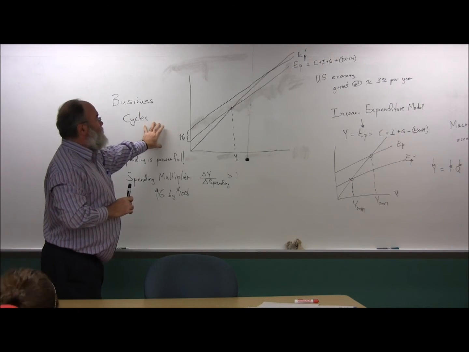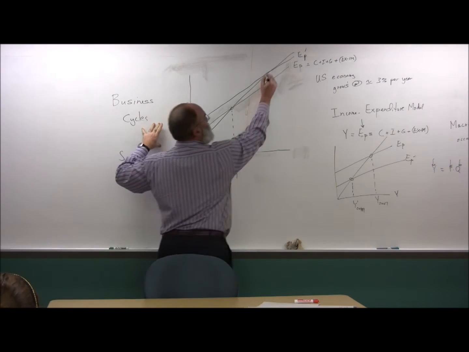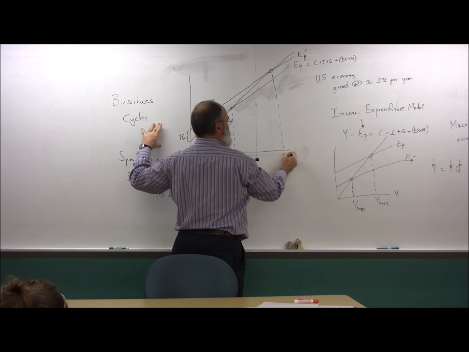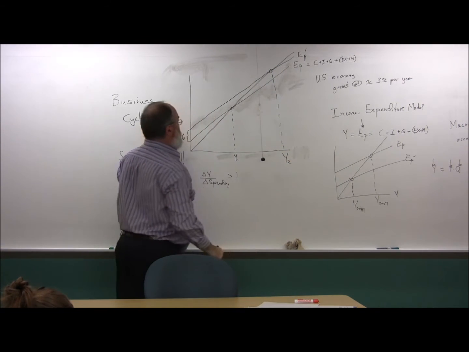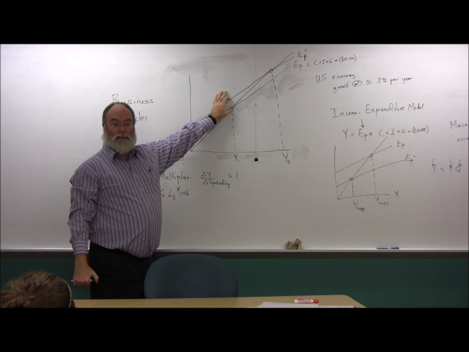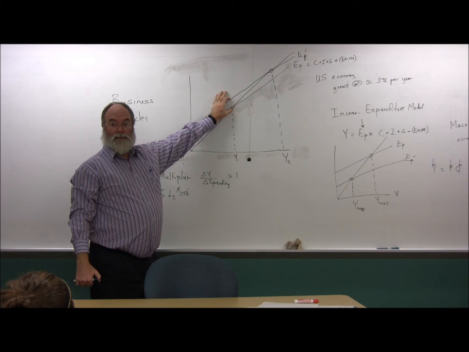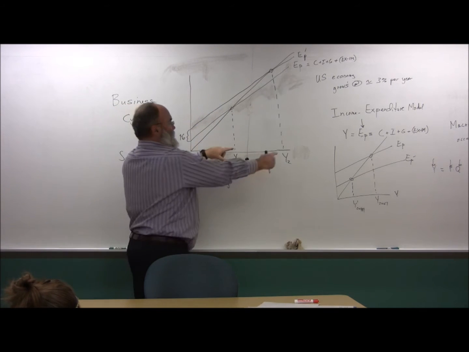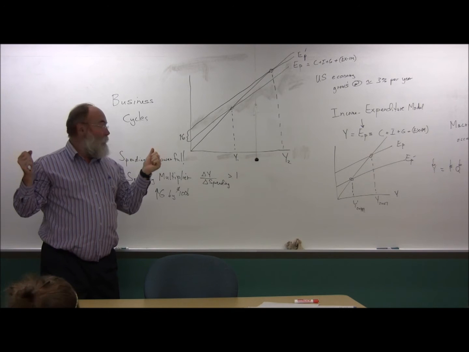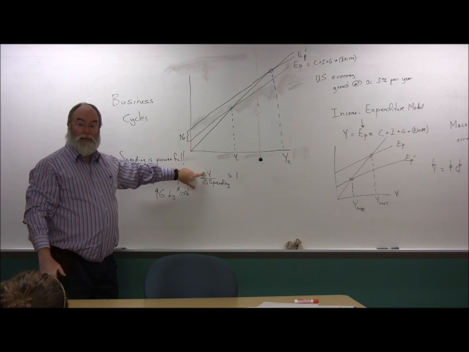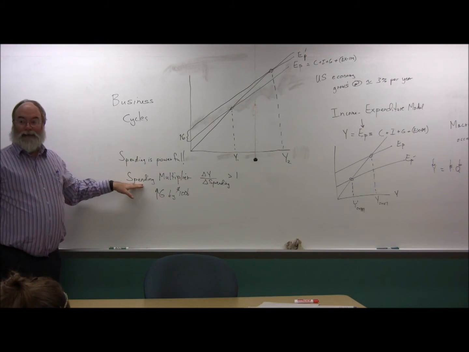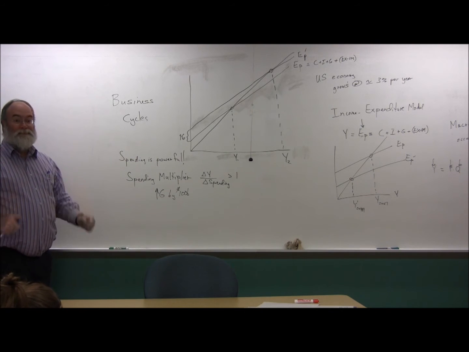Okay, the result, you can see what's going to happen. We're going to end up here at Y2. Okay, so this much of an increase in spending caused this much of an increase in GDP. Are they equivalent? No. The GDP increase is bigger than the spending increase. That's the multiplier in action. Spending is powerful.